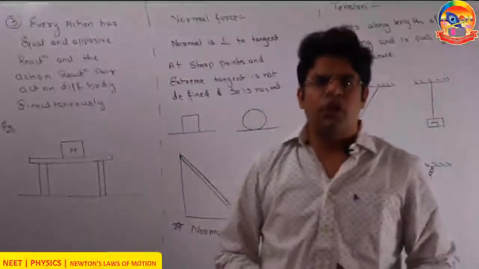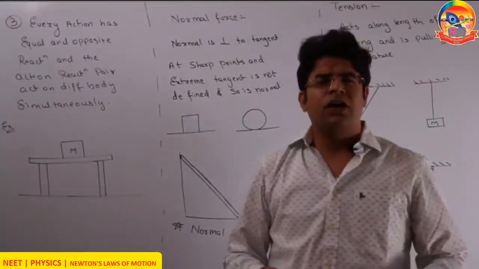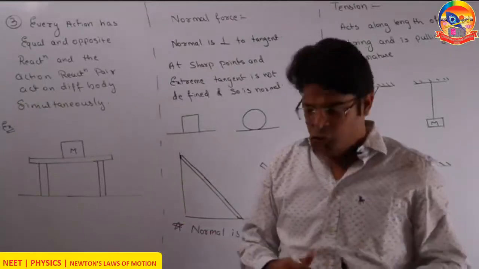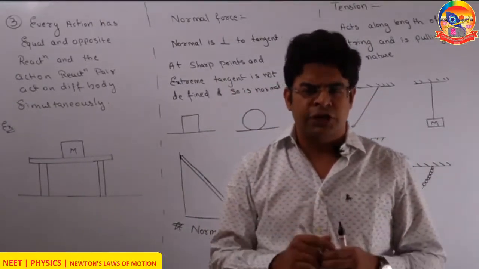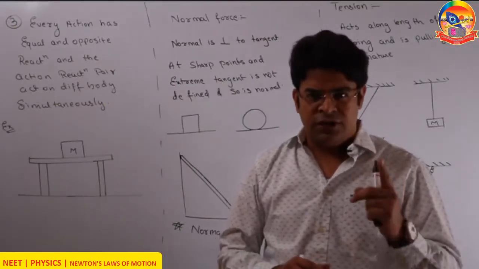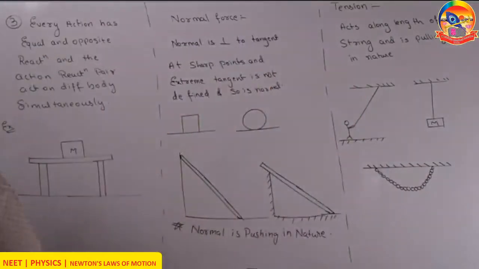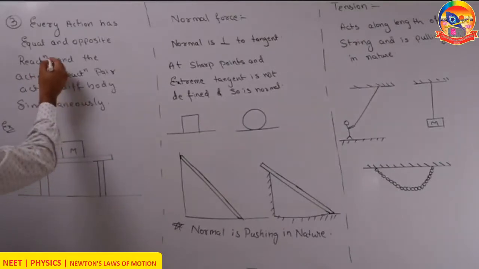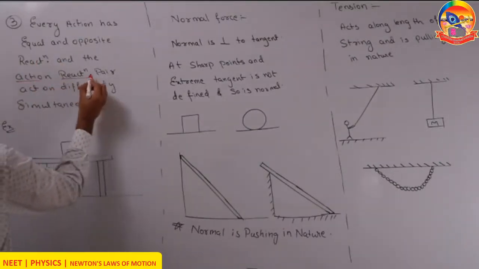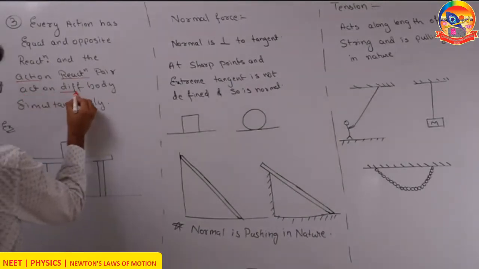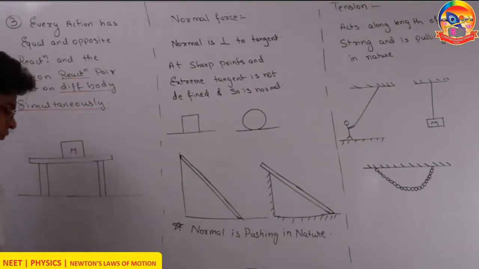So now let's talk about Newton's third law. Newton's third law is so popular that everybody knows it. The statement goes, for every action there is an equal and opposite reaction. But what you should know extra is this: the action-reaction pair act on different bodies simultaneously.